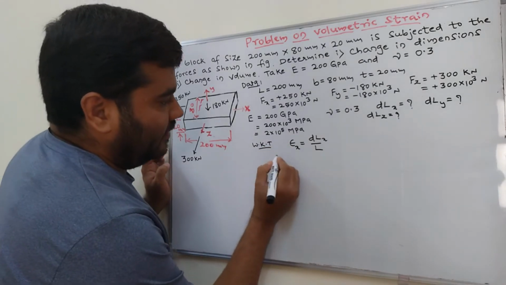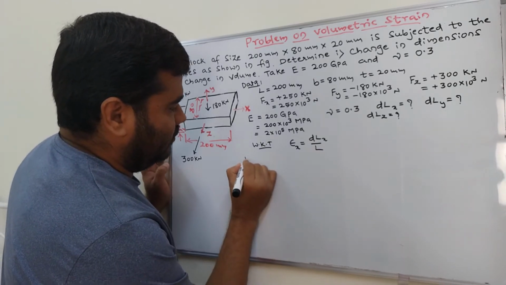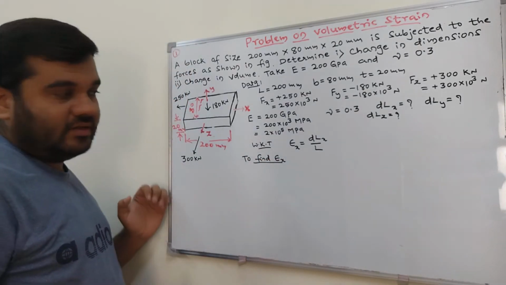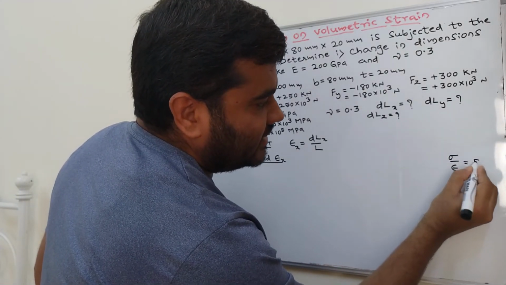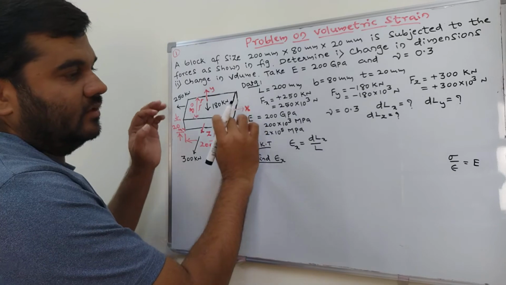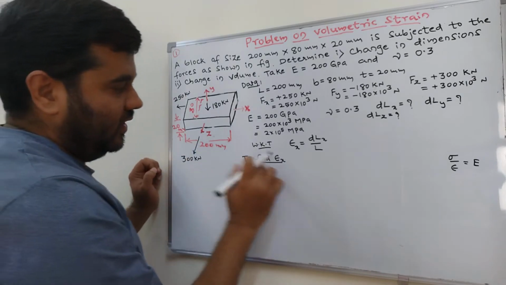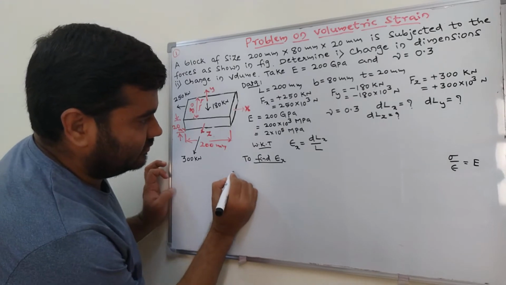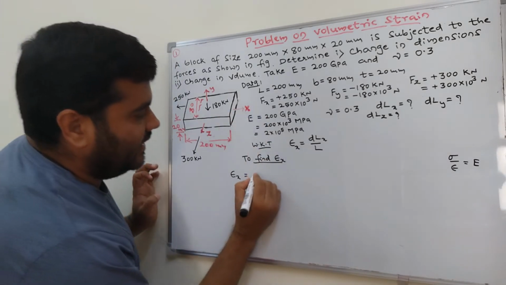Okay, so to find strain in x direction, what is the formula? Normal formula is stress by strain equal to E. Directly I will apply. But this is related to, again, you need to apply for y direction and z direction here. So I will write this one here. So epsilon x equal to stress by E.